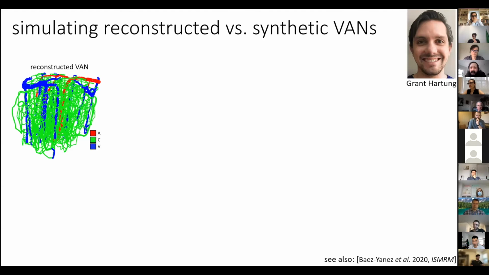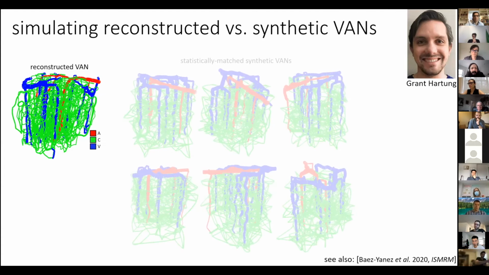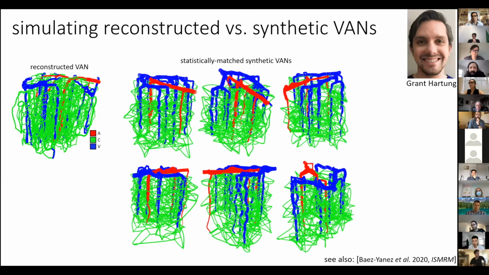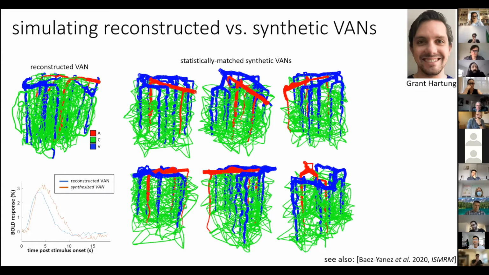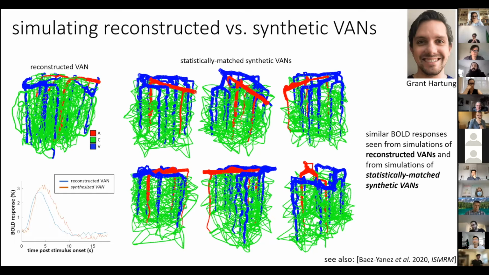So here you can see an example of a reconstructed VAN and 6 statistically matched synthetic VANs. This is work by Grant Hartung, who recently joined the lab. So after comparing the flow and oxygen dynamics, Grant was then able to simulate BOLD responses from these reconstructed and synthesized VANs, showing that the two were reasonably similar. So this gives us some confidence in the validity of these synthetic VANs.